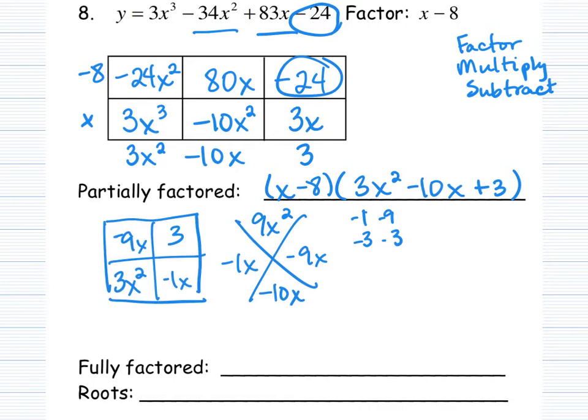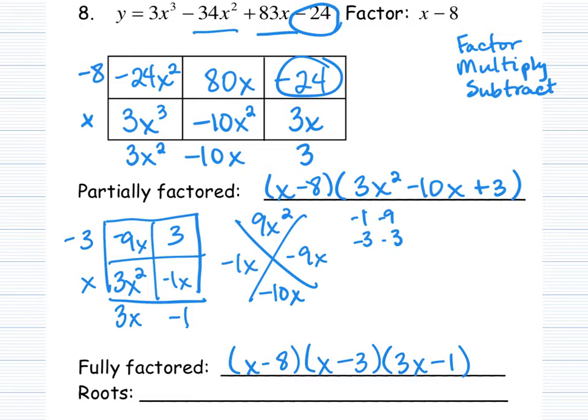So then we factor out. I'm going to factor out the 3x from this column. Times x to get 3x squared, times negative 3 to get negative 9x. x times negative 1 gives us negative 1x, and then negative 1 times negative 3 gives us positive 3. So our fully factored form, we need to bring in that x minus 8 from the first step, x minus 3, and 3x minus 1.